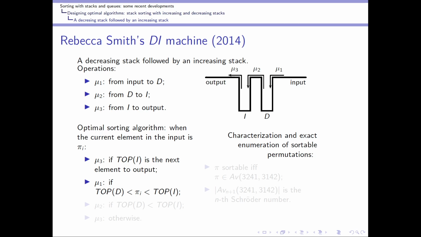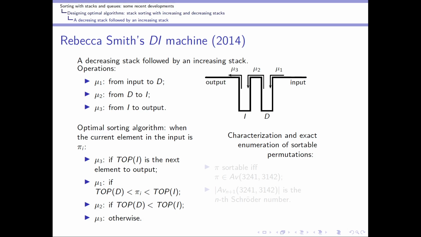Okay, if you cannot perform μ1, then you try to perform μ2, and in this case you just have a trivial inequality to satisfy because I has to be an increasing stack. And finally, if you cannot perform any one of these operations, then you just perform μ3, and this is the case in which the output permutation won't be the identity permutation.